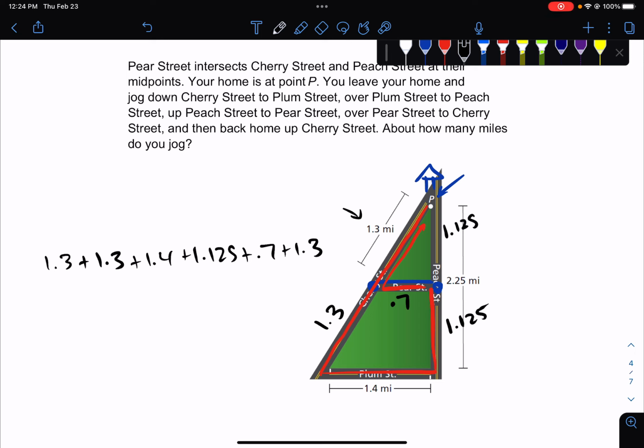So if you add all of that together, this becomes what? 1, 2, 3, that's 4. That's 2. And if I add this piece, that is 7.125-ish, about, miles. Cool, easy, easy.